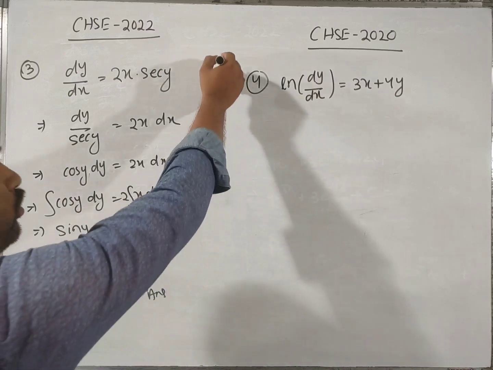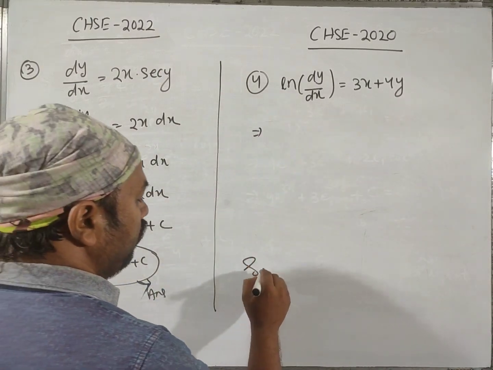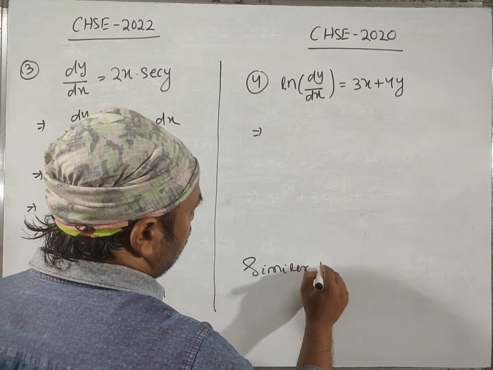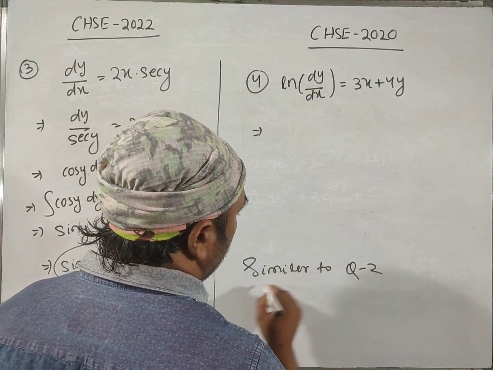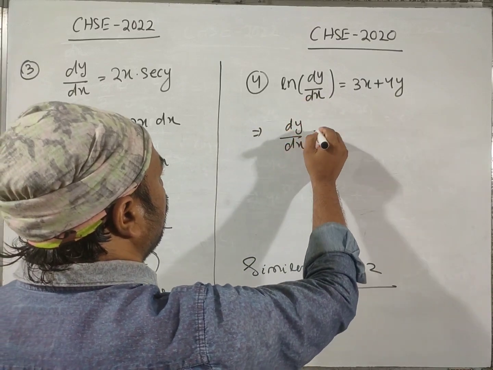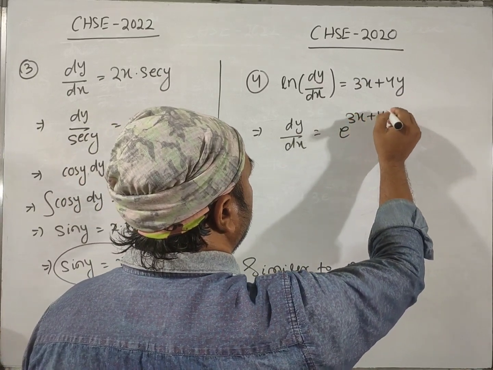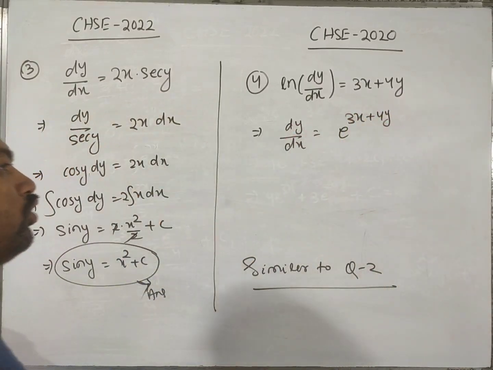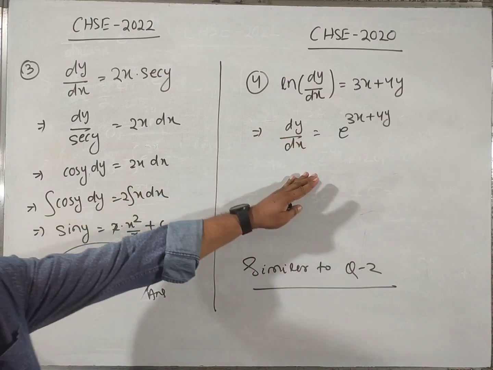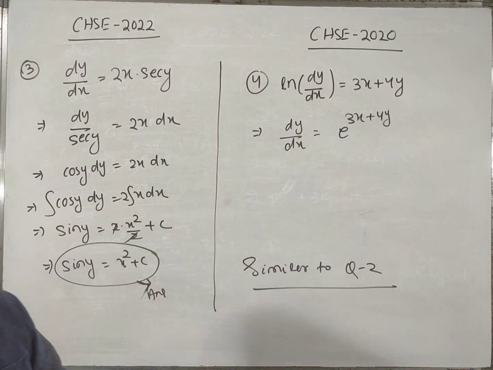Then moving to problem number 4. It is very much similar to question number 2, because it can be converted into the form of dy upon dx is equal to e to the power 3x plus 4y, and we have solved this problem a little while ago, which is question number 2. So no need to solve it again.